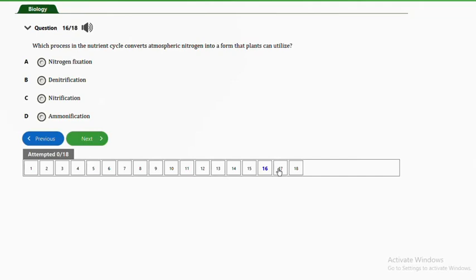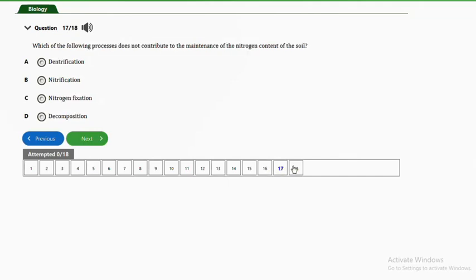So guys, let's look at the next question, question number 16. The question says, which process in the nutrient cycle converts atmospheric nitrogen into a form that plants can utilize? A. Nitrogen fixation. B. Denitrification. C. Nitrification. D. Ammonification. So guys, the answer to this question is nitrogen fixation. Nitrogen fixation is the process where atmospheric nitrogen is converted into a form that can be utilized by plants. So it's typically converted into ammonium or nitrates. This process is actually carried out by the nitrogen fixing bacteria.